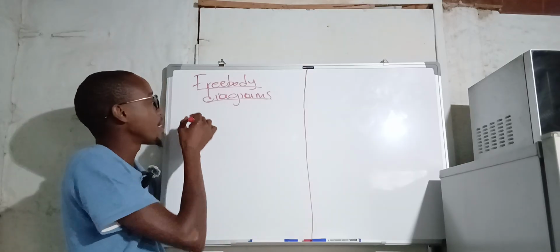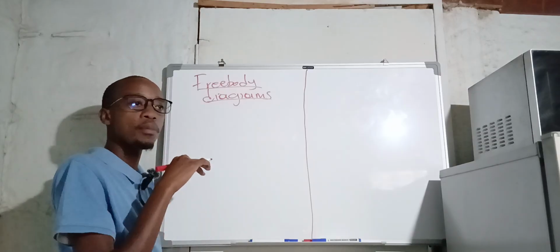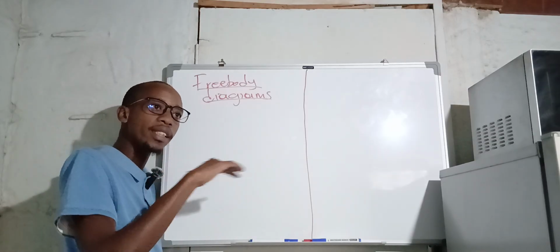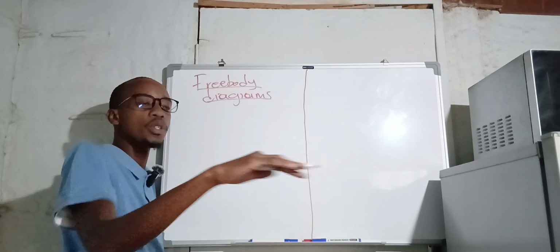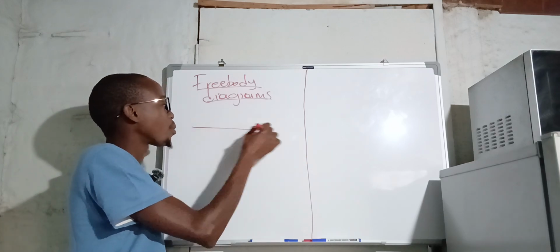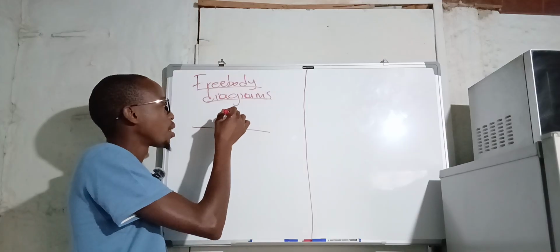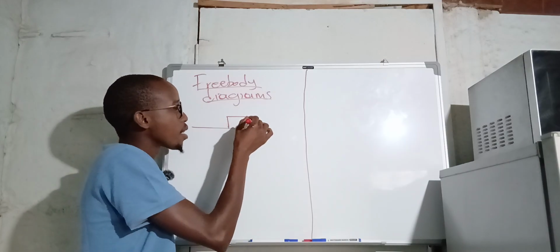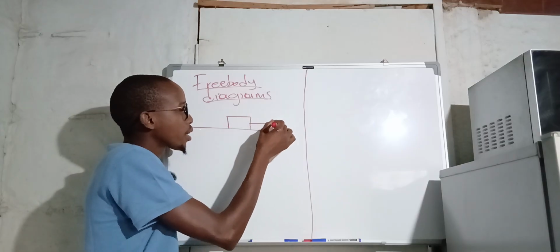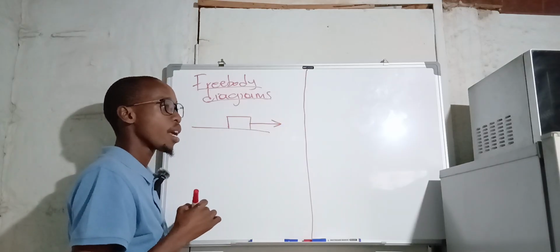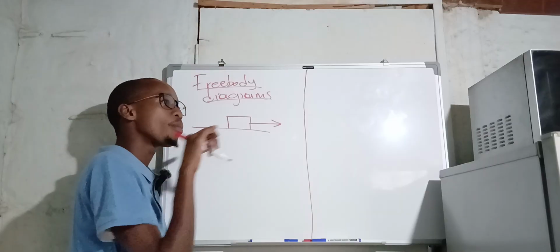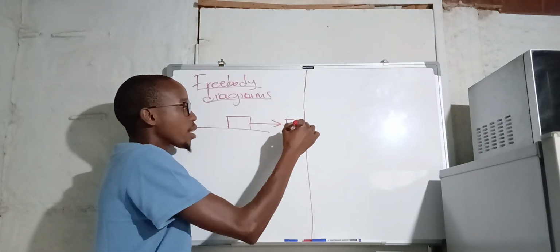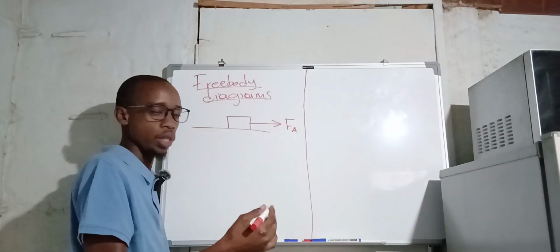For example, firstly, I'm going to start with free body diagrams of objects on a horizontal surface being pulled on a straight horizontal surface. Let's say, for example, we are given an object like this. So maybe they are saying this object is going to the right. What is going to happen is this. Where the object is going, maybe they will say this is force applied of a certain magnitude.